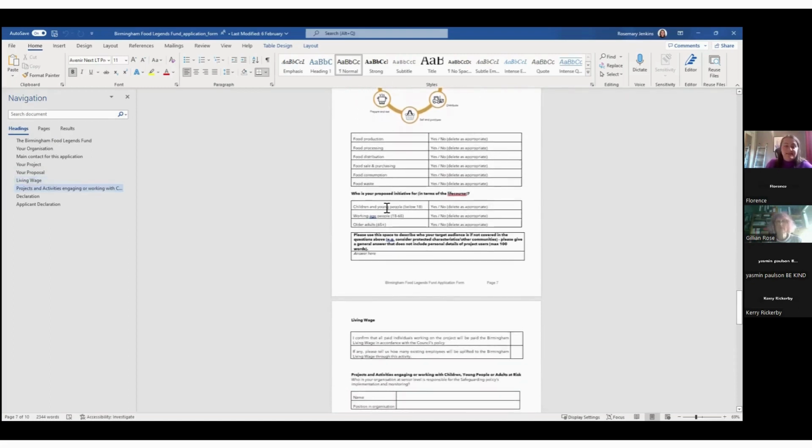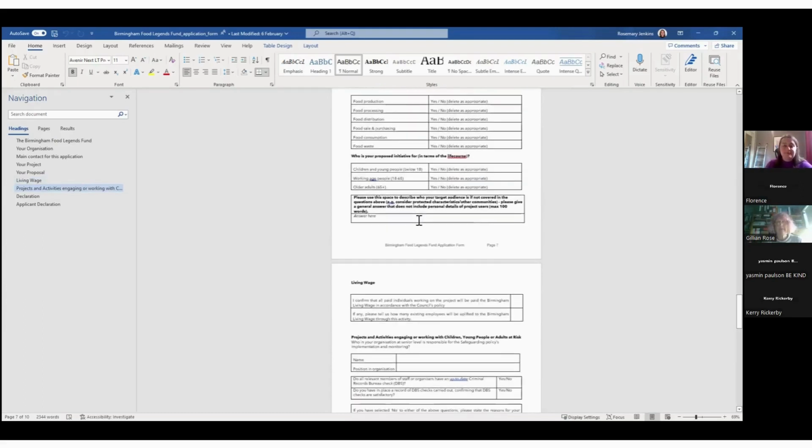And then, where does it fit in? Is it for children and young people, working age people, older adults? Again, you can tick more than one. Then feel free to give us more information about the target audience if you've got a particular group of people in mind. That might be people living in temporary accommodation, asylum seekers, the LGBT community, or certain different types of people. So give us as much information as possible around who you want this to be for.